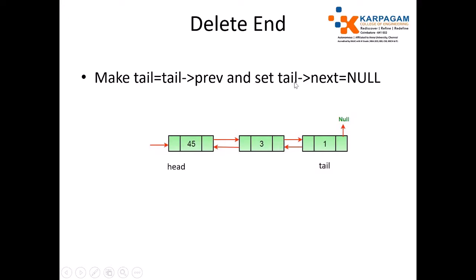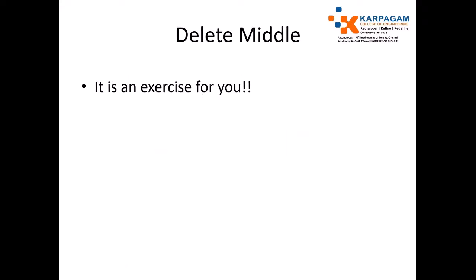Now I just set tail equal to tail of previous, and tail of next equal to null. This way we can delete the element at the end position. Okay. So deleting the element at the middle position is an exercise for you. You need to give one argument, that is the position of the element to be deleted. After deletion, it will just print the data.